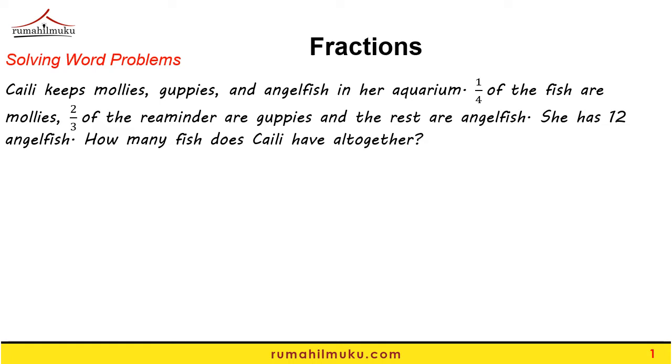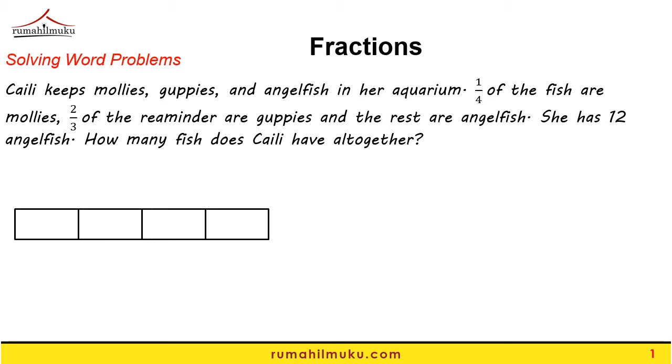Kaylee, or Kylie, or whatever you want to call her, keeps mollies, guppies, and angelfish in her aquarium, and 1/4 of the fish are mollies. 2/3 of the remainder are guppies, and the rest are angelfish. She has 12 angelfish. How many fish does Kylie have altogether?